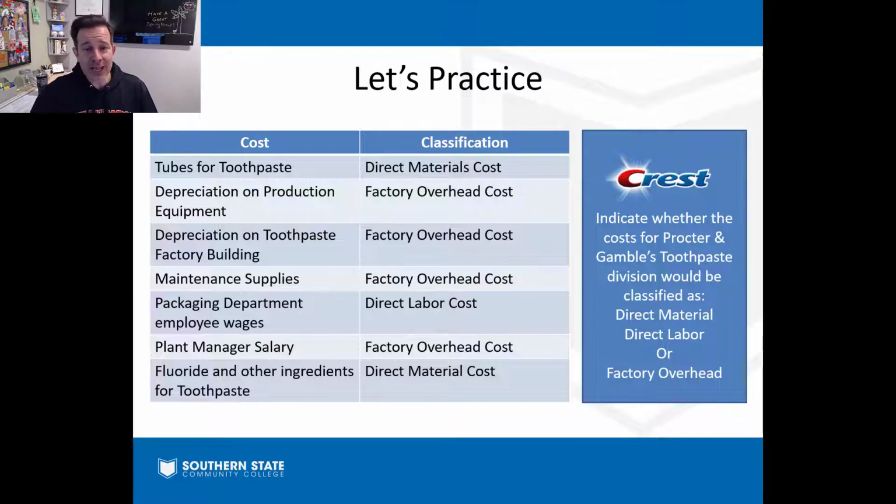Okay, hopefully you've had an opportunity to look at the different costs here and classify them accordingly. If we're looking at Procter & Gamble and their toothpaste division or factory, the tubes on the toothpaste would probably be considered direct material. Depreciation on the production equipment would be factory overhead. On the toothpaste building, what we depreciated would be considered factory overhead. Maintenance supplies, gotta have them. Not directly related to the product, factory overhead. Packaging department employee wages, direct labor, right? Directly related to the product. Plant manager salary, factory overhead. And then finally, fluoride and other ingredients on the toothpaste, direct material, assuming that that would be a substantial cost compared to the product cost overall.